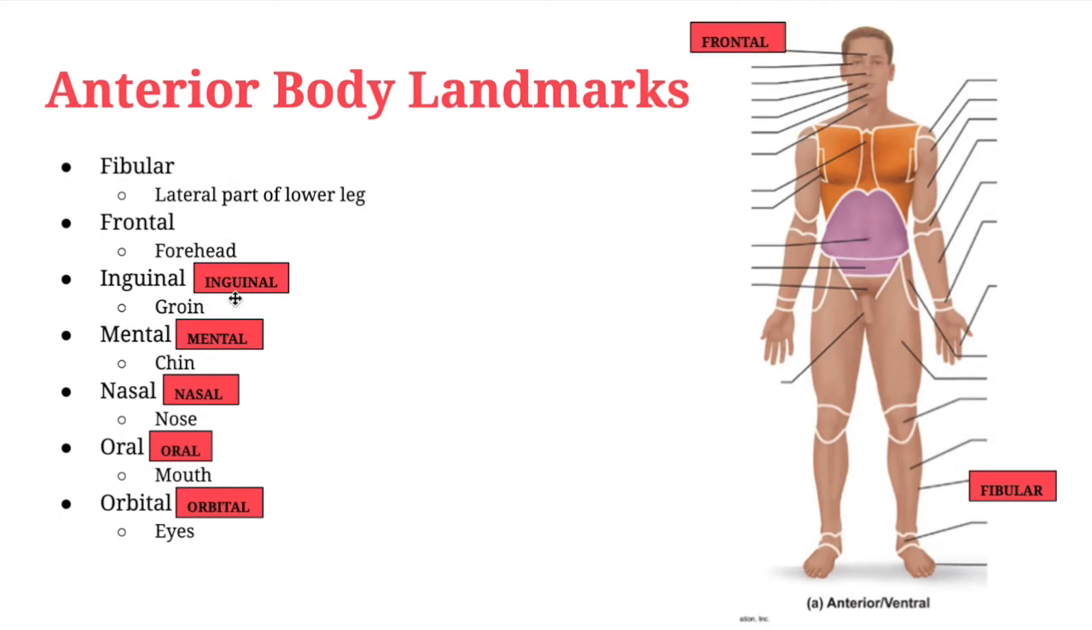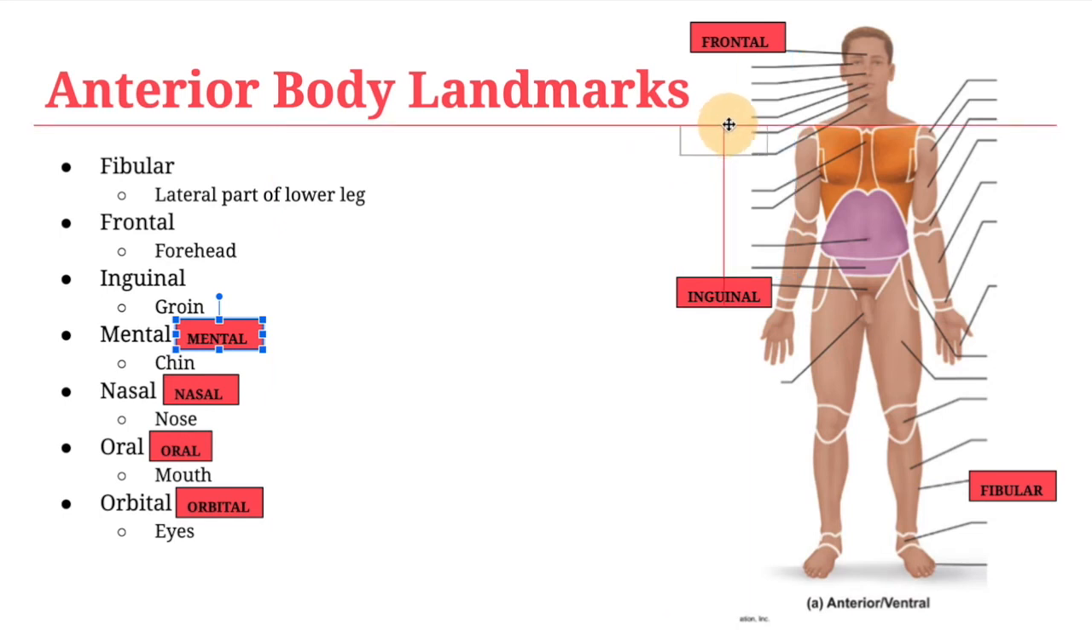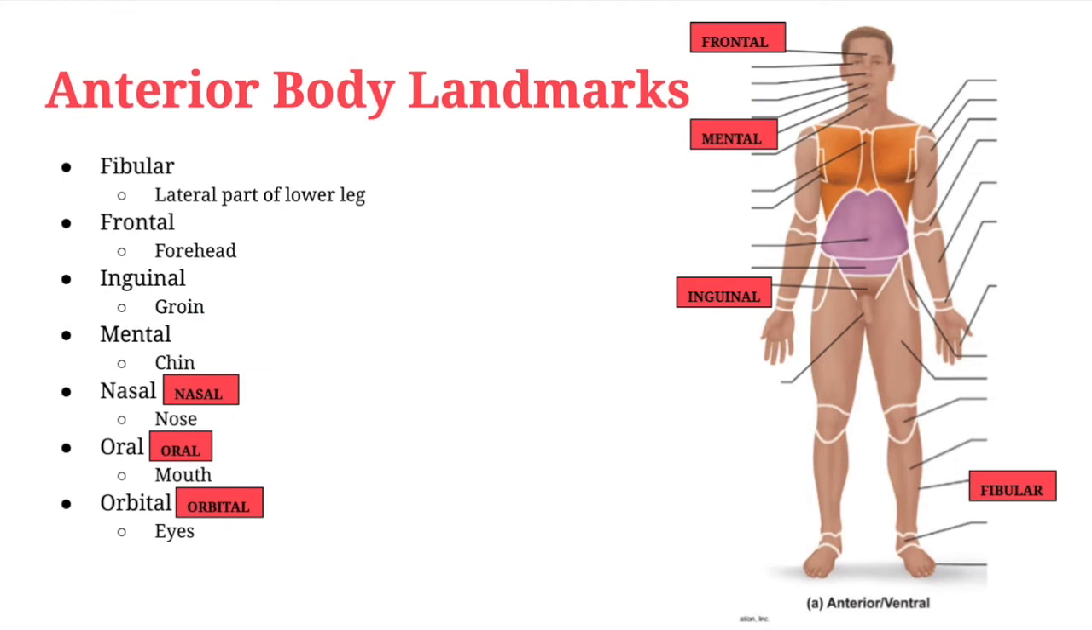Next, we have inguinal, which is the groin. That is going to be right here. So this area right here would be the groin, which is inguinal. Next, we have mental, which is the chin. So right here, this line is pointing to the chin. So we want to label that. Nasal is the nose. So this line here would be nose.